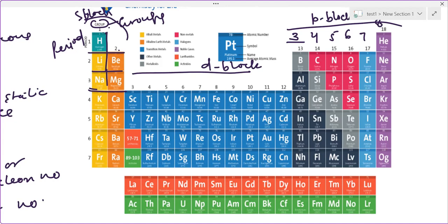See, the group number represents the number of valence electrons in the elements present. Suppose this is group 2, it means all of the members of this group have two electrons in their outermost shell. Similarly, in group 3, as it is the boron family, all elements have three valence electrons. Similarly, the carbon family has four valence electrons in their outermost shell.